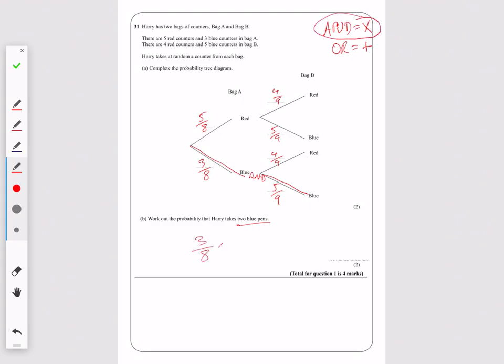So I'm going to do 3/8 times 5/9. You do top times top is 15, and bottom times bottom is 72. Well, you can just do that straight on your calculator and it'll cancel it down for you. It will give you 5/24.